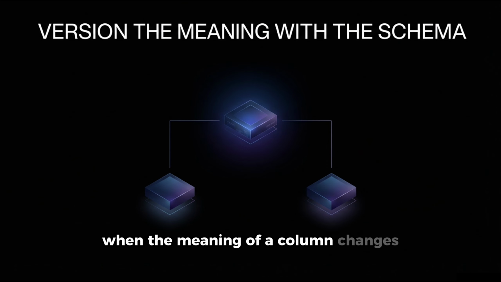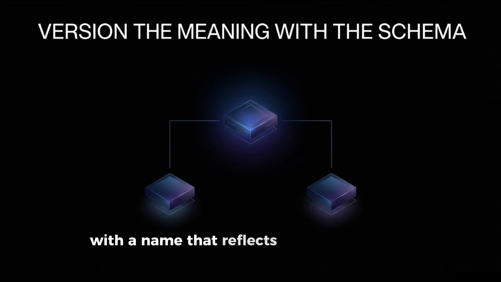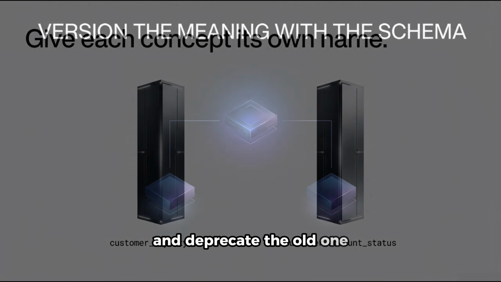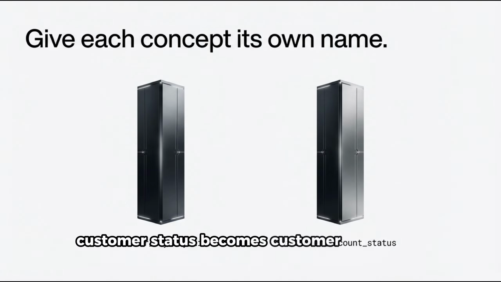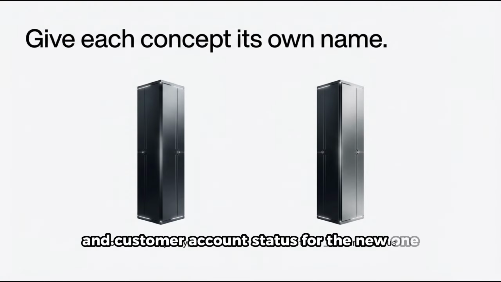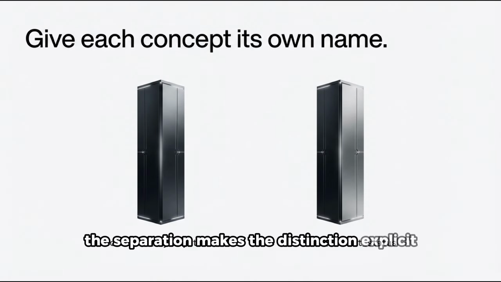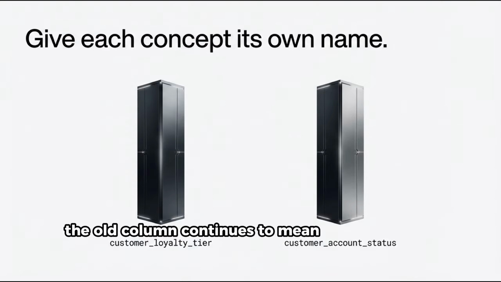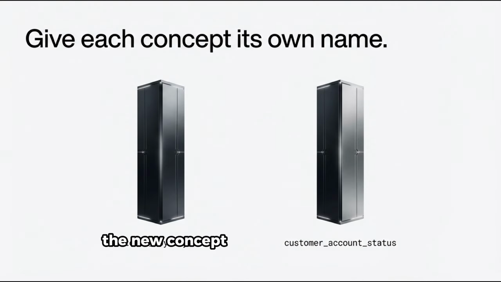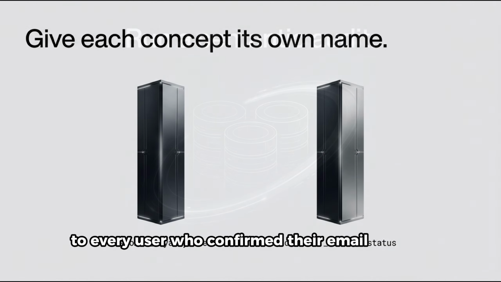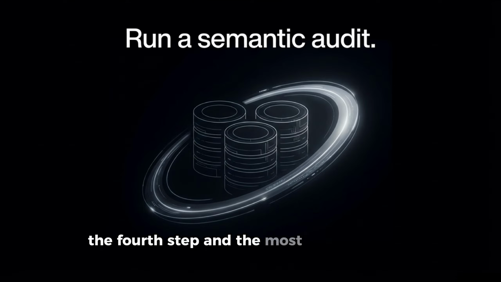The third step is to version your definitions alongside your schema. When the meaning of a column changes, create a new column with a name that reflects the new meaning and deprecate the old one. Customer status becomes customer loyalty tier for the original concept and customer account status for the new one. The separation makes the distinction explicit. The old column continues to mean what it always meant. The new concept gets a name of its own. This costs more upfront. It costs substantially less than a campaign that sends loyalty discount to every user who confirmed their email address.